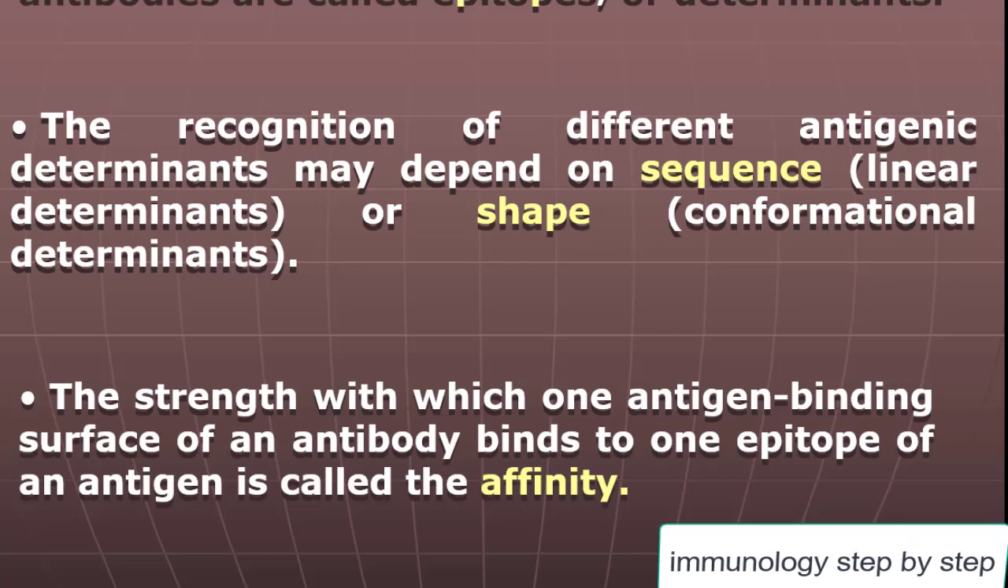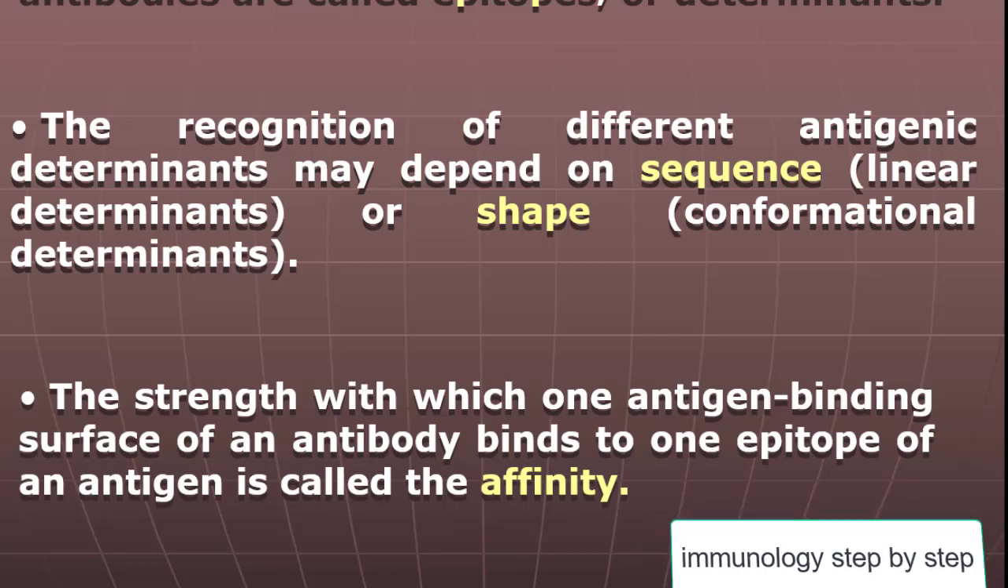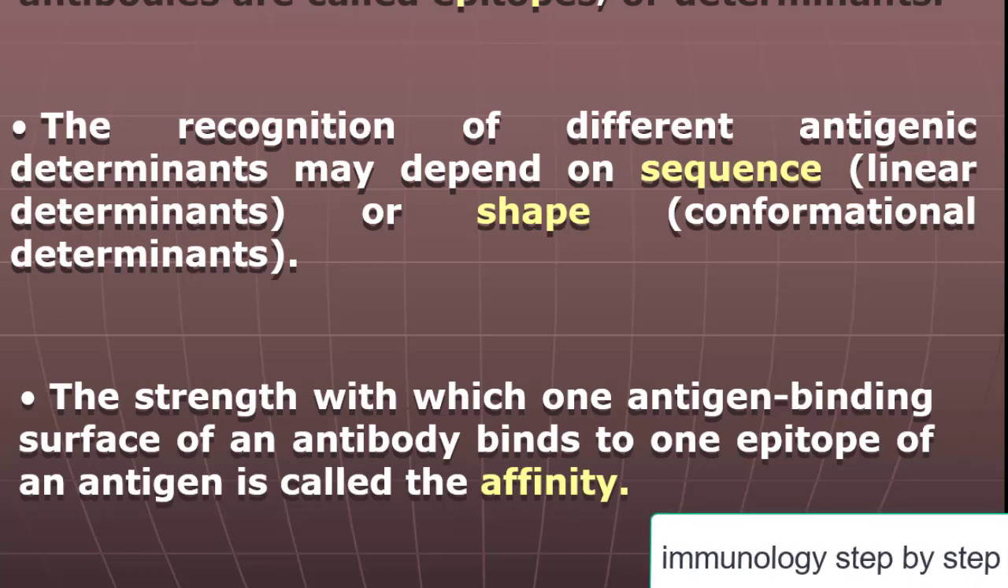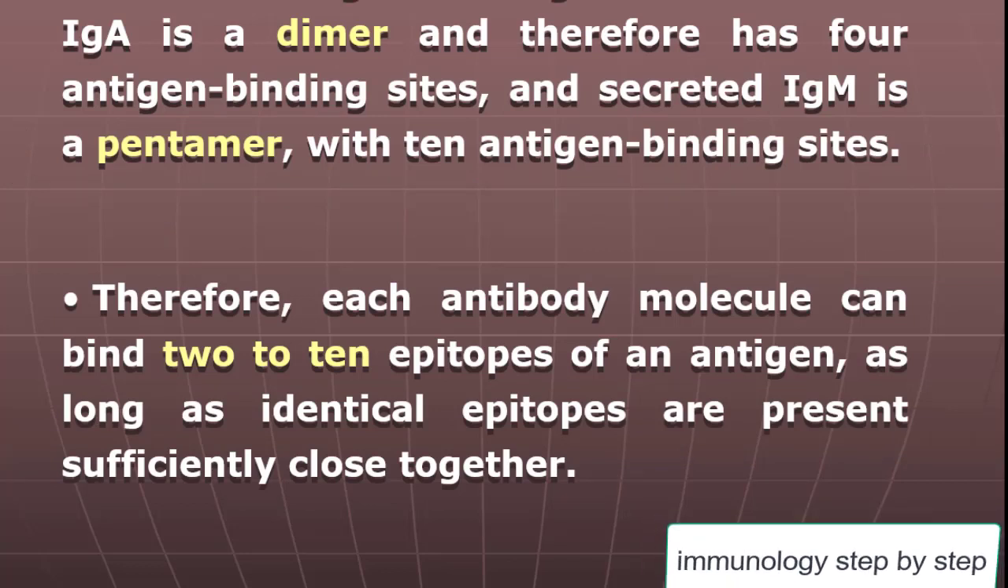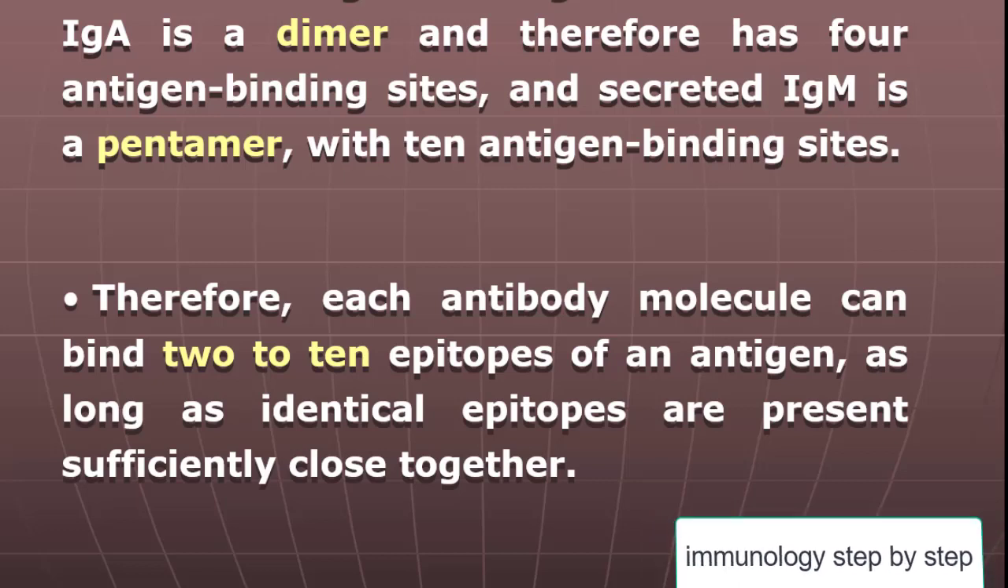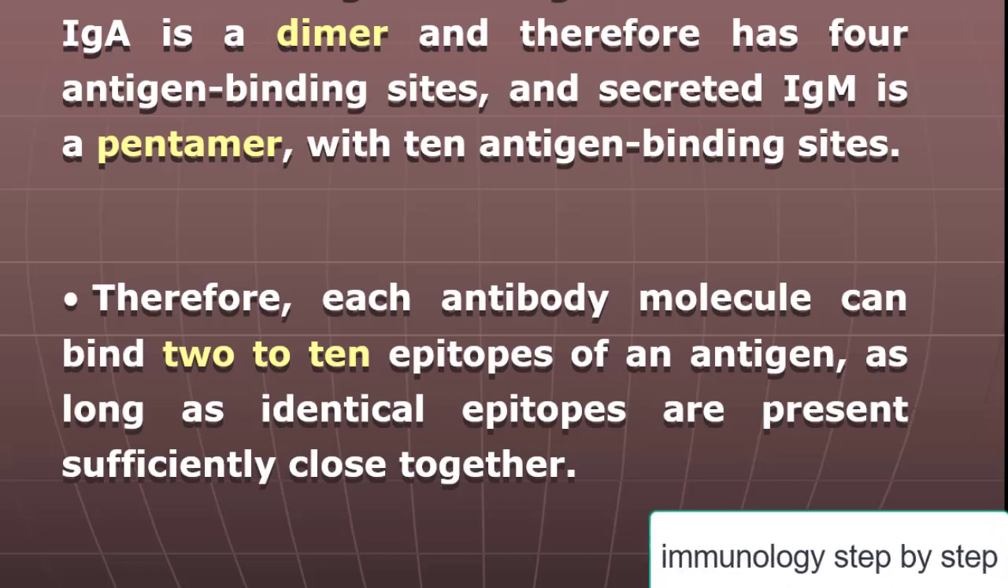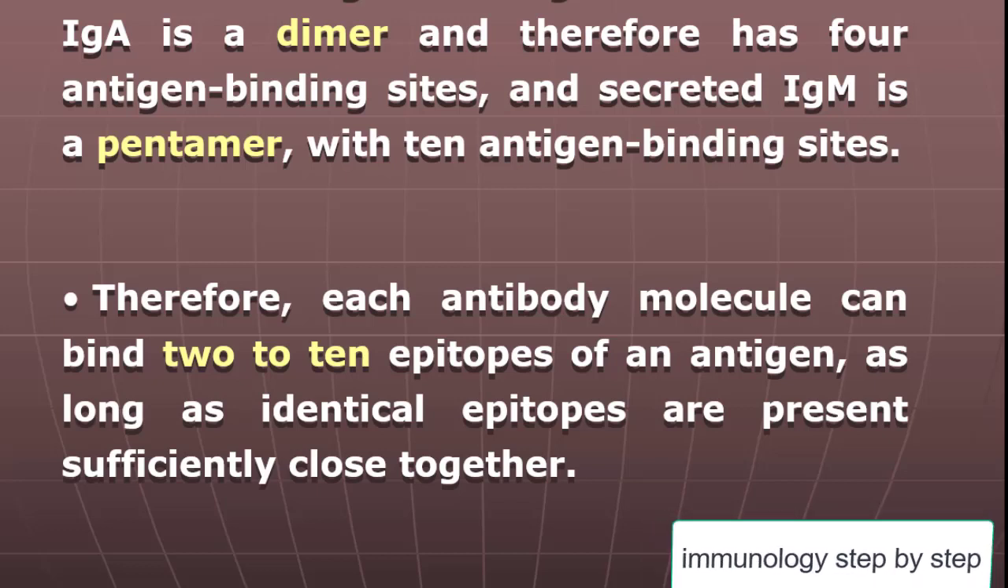The strength with which one antigen binding surface of an antibody binds to one epitope of an antigen is called affinity. Each IgG, IgD, and IgE antibody molecule has 2 antigen binding sites. Secreted IgA is a dimer and therefore has 4 antigen binding sites, and secreted IgM is a pentamer which has 10 antigen binding sites. Therefore, each antibody molecule can bind 2 to 10 epitopes of an antigen as long as identical epitopes are present sufficiently close together.